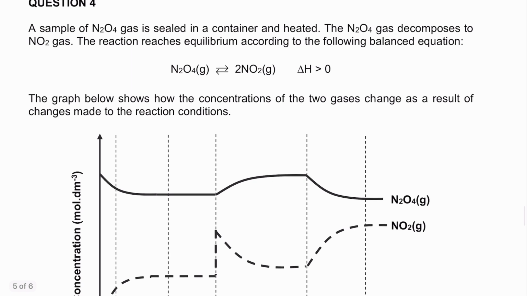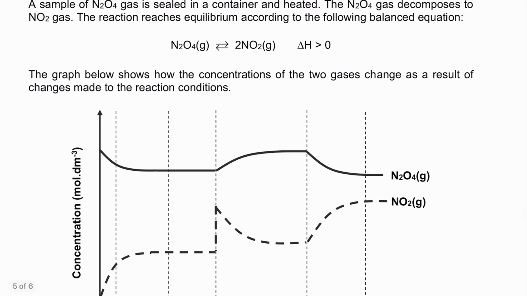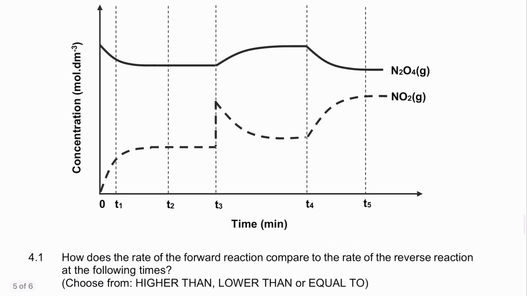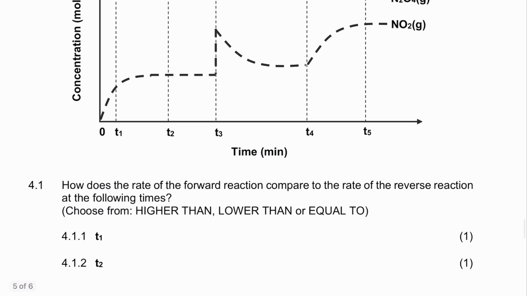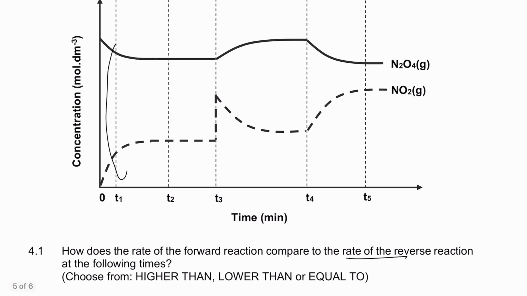Okay, moving on, question 4. A sample of N2O4 gas is sealed in a container and heated. The N2O4 gas decomposes to NO2. They give us the reaction. The graph below shows how the concentrations change as a result of some changes made. Okay, so here's our graph. Fine. How does the rate of the forward reaction compare to the rate of the reverse reaction at the following times? So at T1 here, right? How does the rate compare?